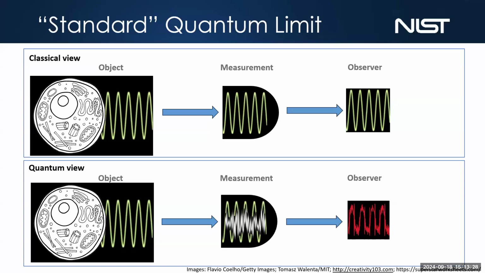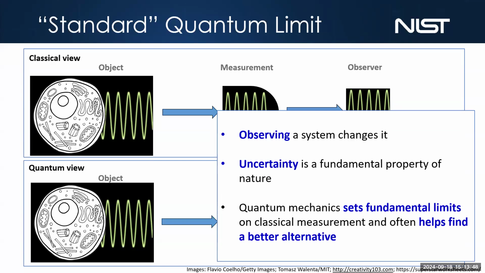And once you did this measurement, you actually perturb the system enough that you cannot repeat exactly the same measurement anymore. That's why once you measured the photon, this photon cannot be measured again. And so one needs to be really careful about how to spend their photons. So in the quantum world, observing a system changes it. Uncertainty is the fundamental property of nature, and quantum mechanics allows you to link the resource, in this case the number of measured photons, to the uncertainty that you are entitled to in the measurement.